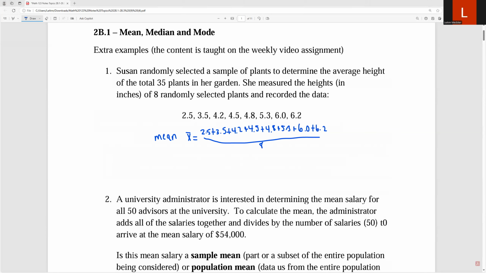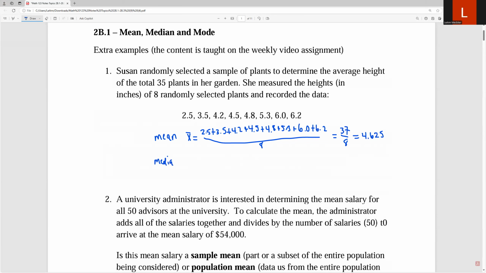So we add 2.5 plus 3.5 plus 4.2 plus 4.5 plus 4.8 plus 5.3 plus 6 plus 6.2. The numerator we get is 37. We're going to be dividing that by 8. And that gives us 4.625. Now, they did not tell us to round, so I'm just going to write that out since it does stop. It's a terminating decimal. We're going to look for the median next.